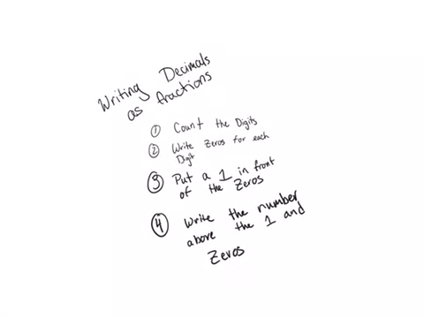The second thing we're going to look at is writing decimals as fractions, okay? And we can't just simply go in reverse order of writing the other one we looked at, okay? So, step 1, we count the digits. Then we write zeros for each digit. We put a 1 in front of those zeros. And then we write the number above the 1 and zeros, okay? So that may sound kind of out there, but let's look at a couple of examples.